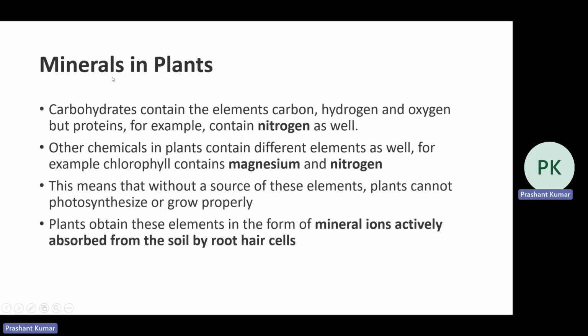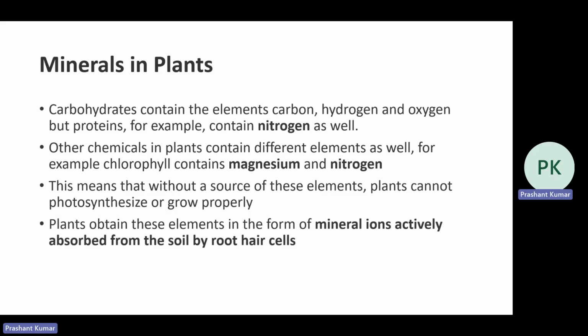Now we'll talk about the minerals. Minerals are again a very important component of the plant. Carbohydrates contain elements like carbon, hydrogen, and oxygen. But protein is the only molecule which contains nitrogen in the cell, apart from DNA. DNA also contains nitrogen, but here we are talking about the protein. So protein also contains nitrogen.